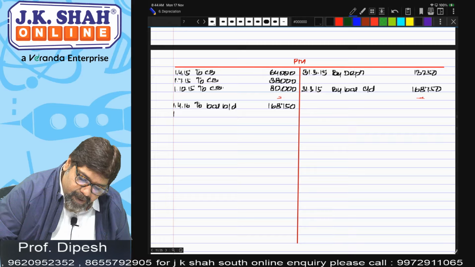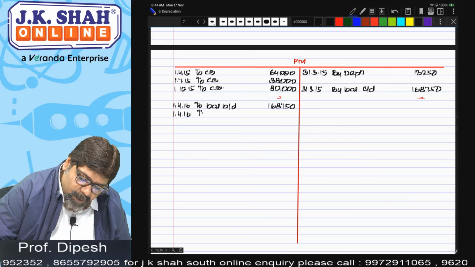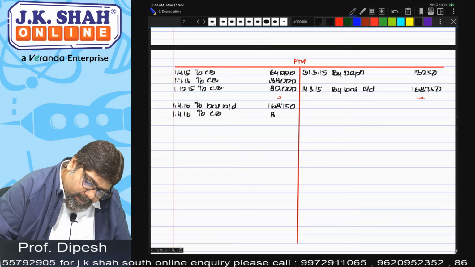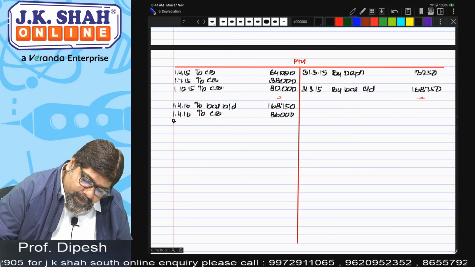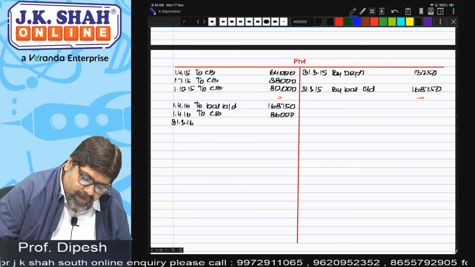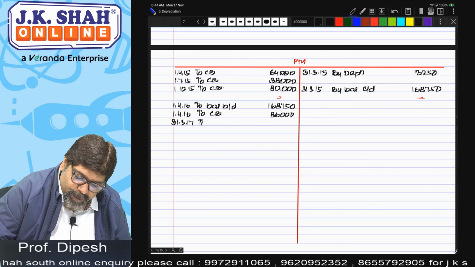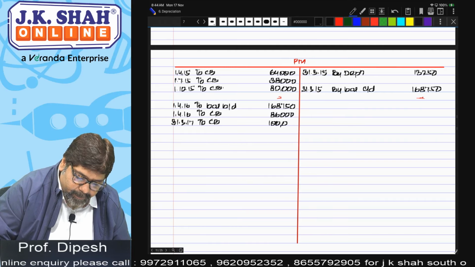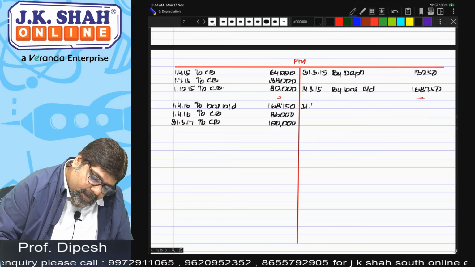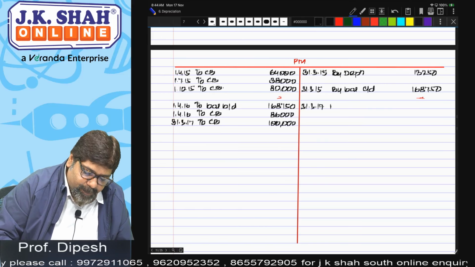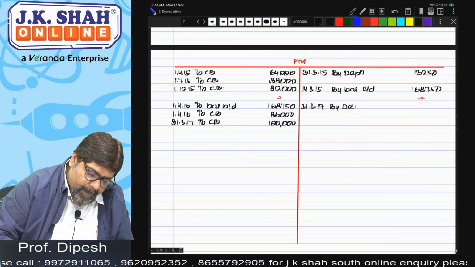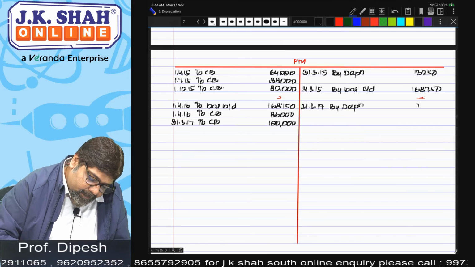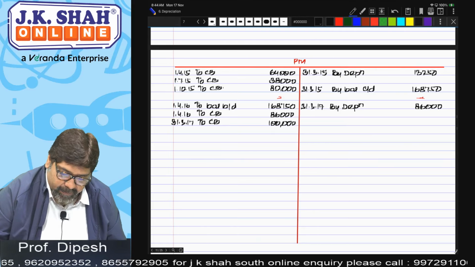Then, again you purchased on 1416, to cash bank. How much? 86,000. Again you purchased on 31st March 17, to cash bank. How much? 1 lakh. And on 31st of March 17, you will charge depreciation, by depreciation. How much? 86,000.